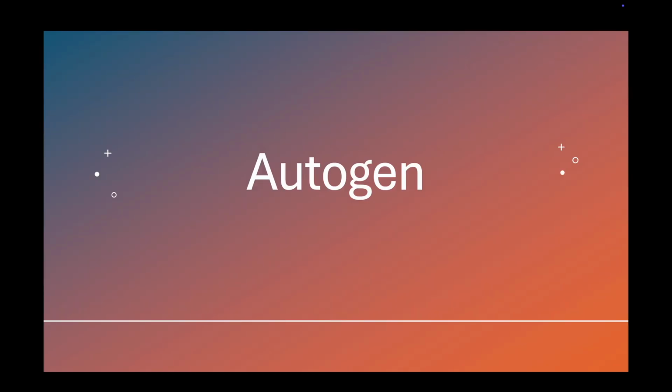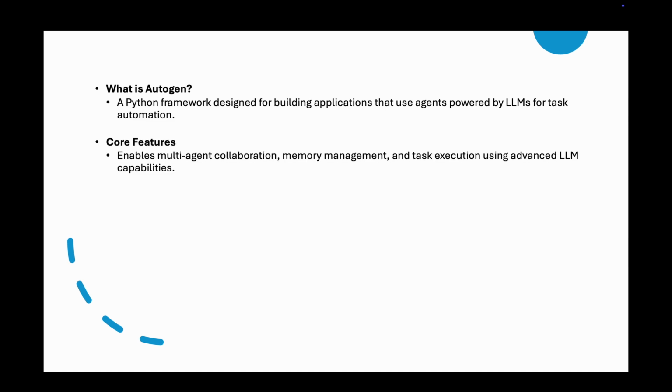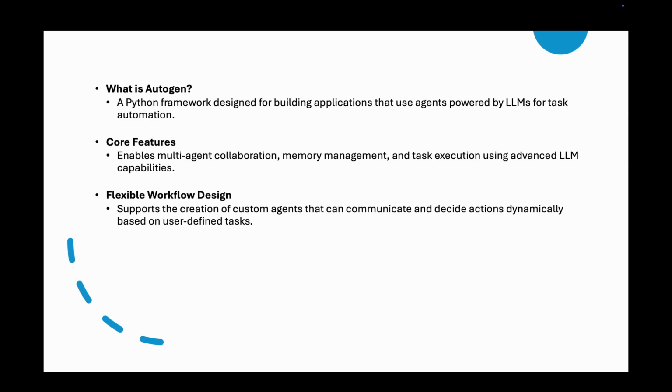One is Autogen. So what exactly is Autogen? Autogen is a Python framework designed to create agents so that the agent can leverage the LLM capabilities for task automation. Autogen has the capabilities to design multi-agent collaboration and helps with memory management and task execution by leveraging advanced LLM capabilities. It not only supports the inbuilt agentic capabilities, but also allows us to design our own custom agents based on the requirement.